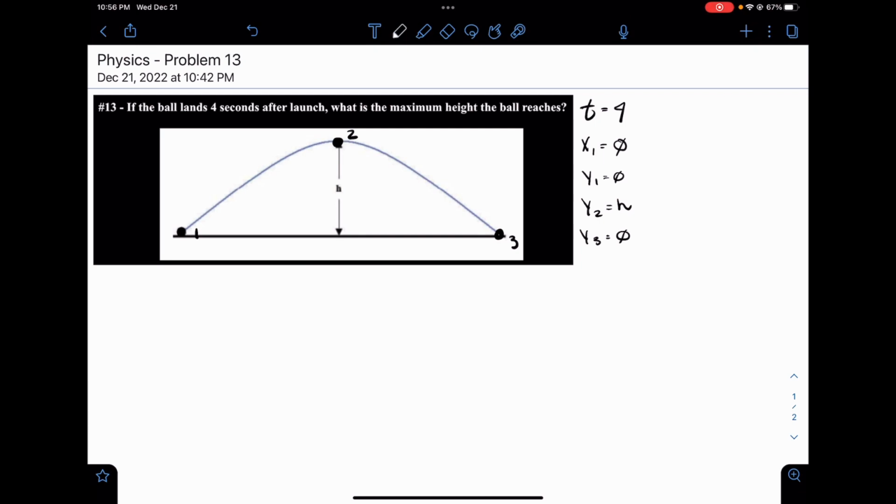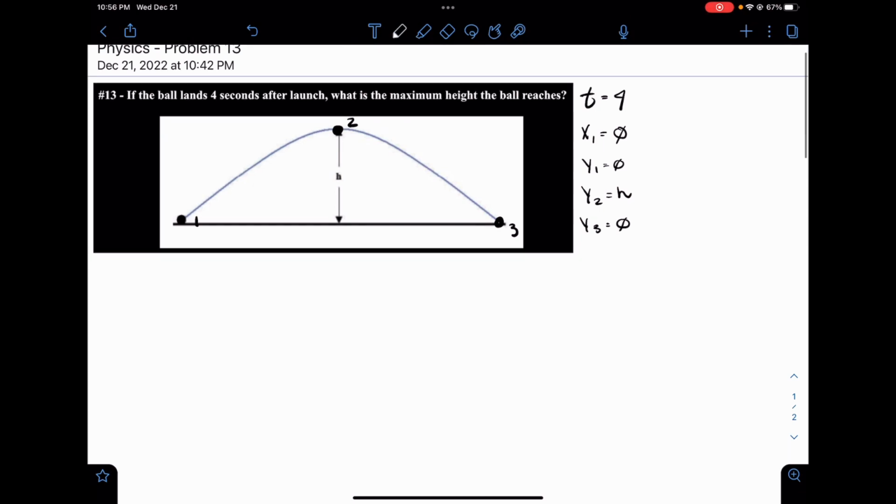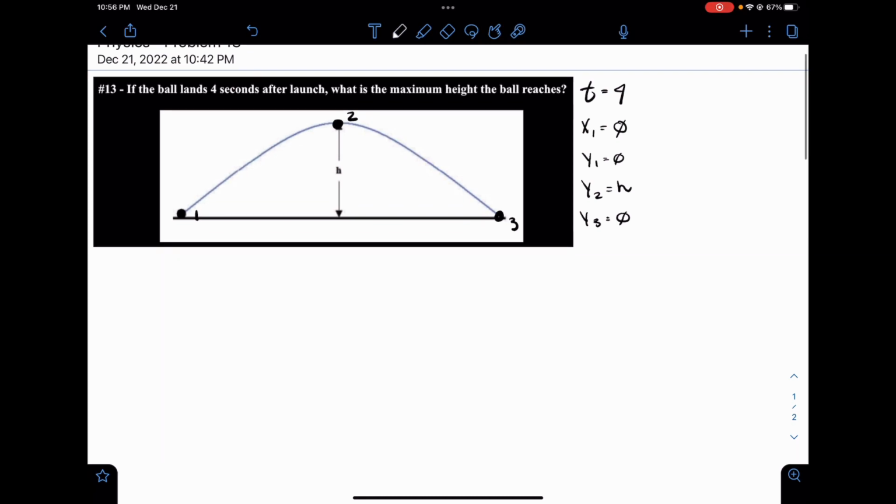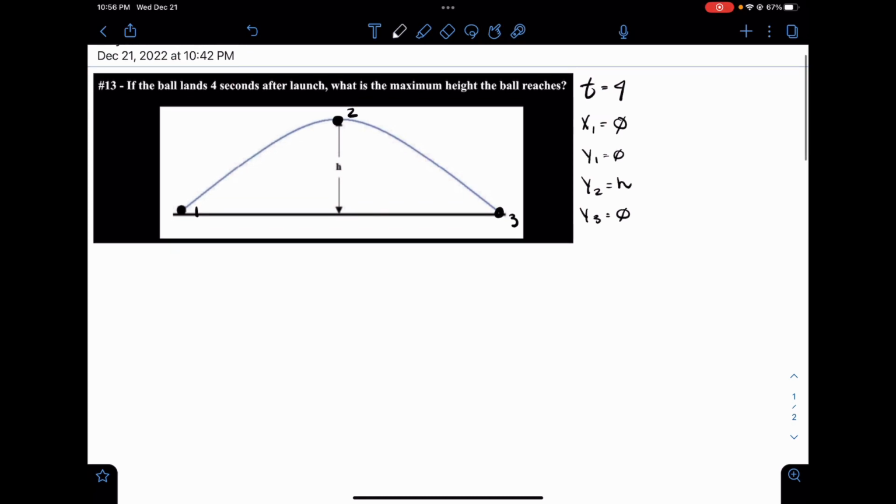Problem 13 is another kinematics problem. It gives a situation where we hit a ball, it takes an arc and lands some distance away, and it's asking us for how high the ball reaches at its pinnacle. So essentially we can just start with what we're looking for. I think it's a good place to start with most kinematics problems. We're looking for some y height. It's the max height.